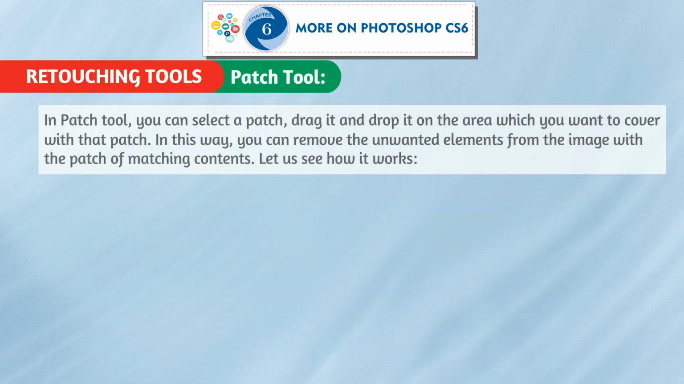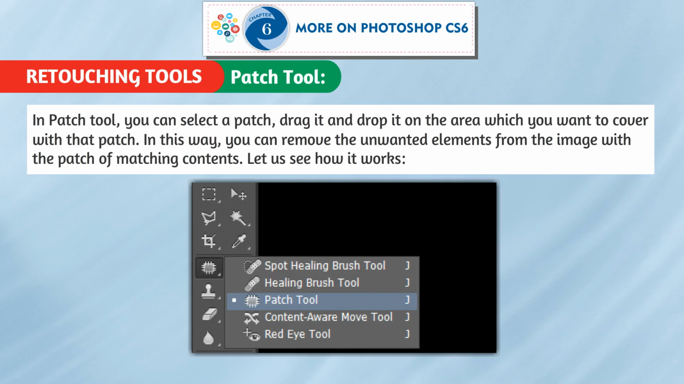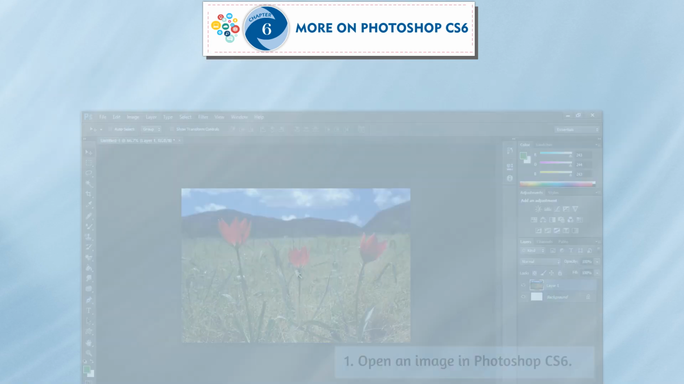Patch tool. In the Patch tool, you can select a patch, drag it, and drop it on the area which you want to cover with that patch. In this way, you can remove the unwanted elements from the image with a patch of matching contents. Let us see how it works.